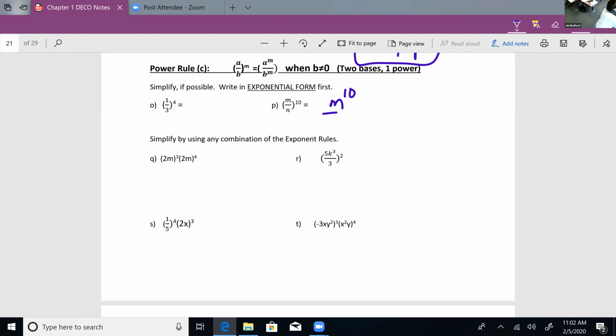That's pretty easy, right? I just have to make sure I raise each part of the fraction to the 10th power. There's nothing that's going to reduce down. Now, look at Q, because I've got something raised to the 3rd times something raised to the 4th. And I've got 2 different ways I could go on this. What do you think you want to do first?